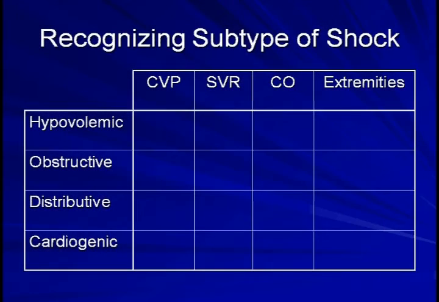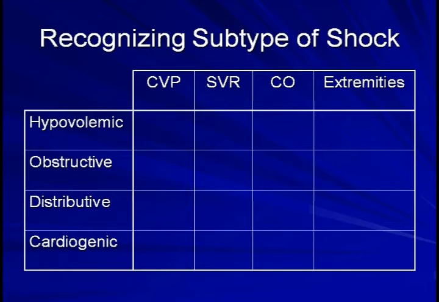Now that we have some familiarity with the subtypes of shock, how do we go about recognizing which subtype is present in any particular patient? This is critical to do very early and quickly, as the management for the different subtypes can differ significantly. There are four basic physiologic parameters that can help us distinguish one subtype from another: central venous pressure, systemic vascular resistance, cardiac output, and the temperature of the extremities. Obviously, some of these are easier than others to quickly determine at the bedside.